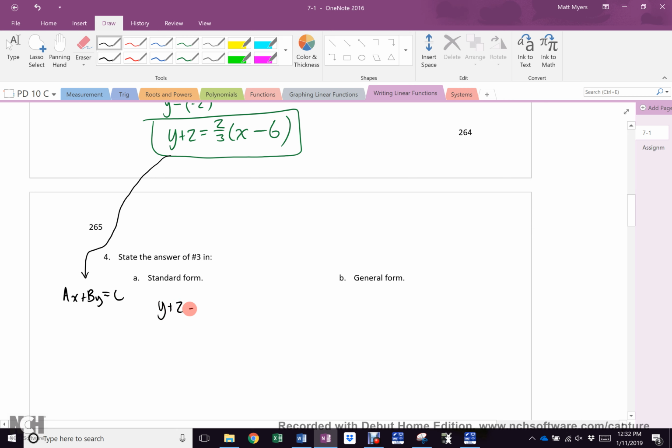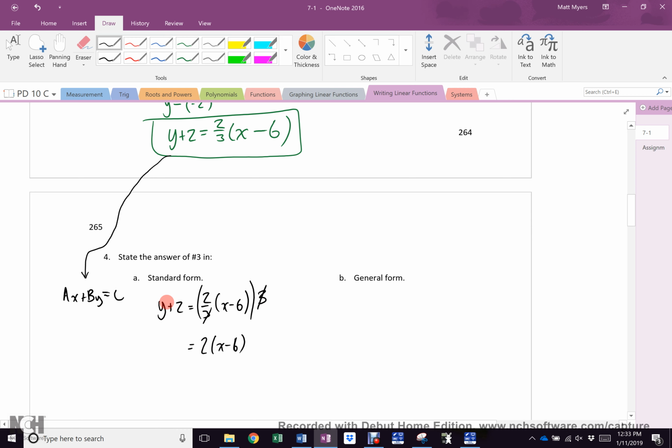y plus 2 equals 2/3 x minus 6. What would you like to get rid of first? The fraction. Good. Fractions are divided by 3. What gets rid of divided by 3? Multiply by 3. What's going to happen to that 3 and that 3? They're going to cancel, leaving me with 2x minus 6.